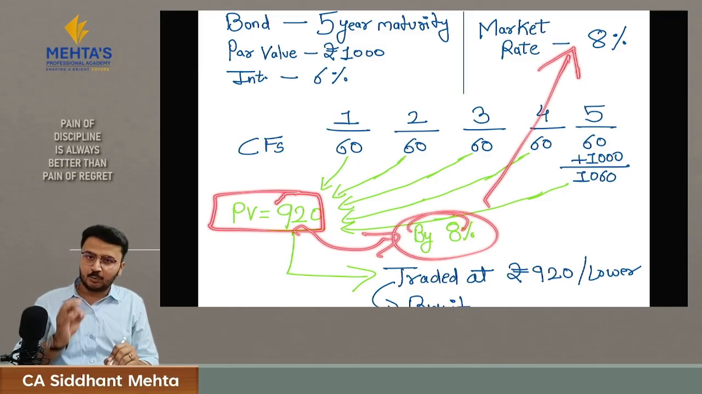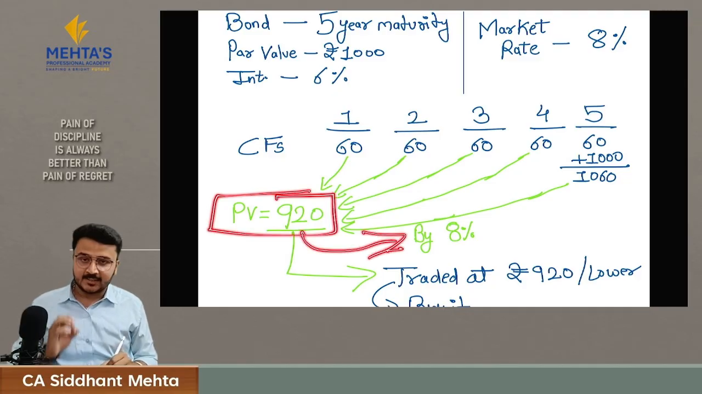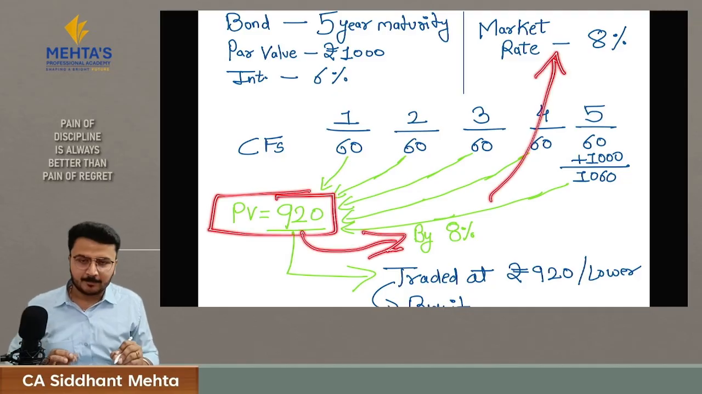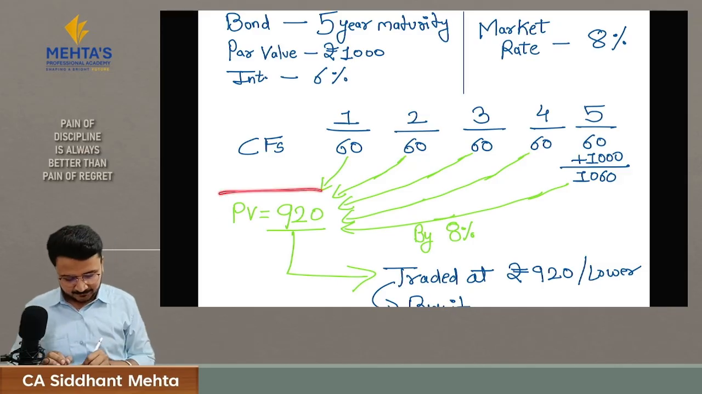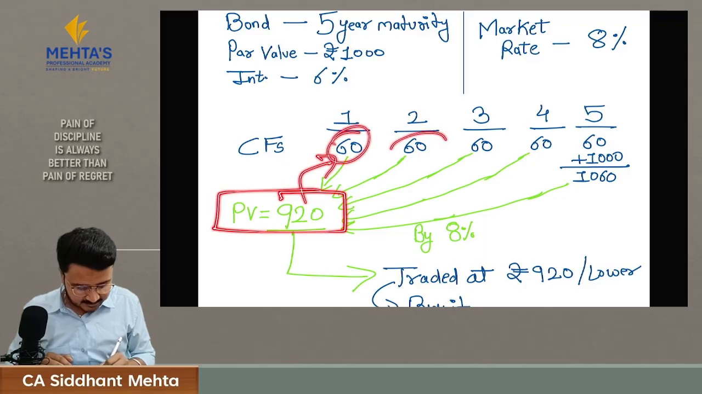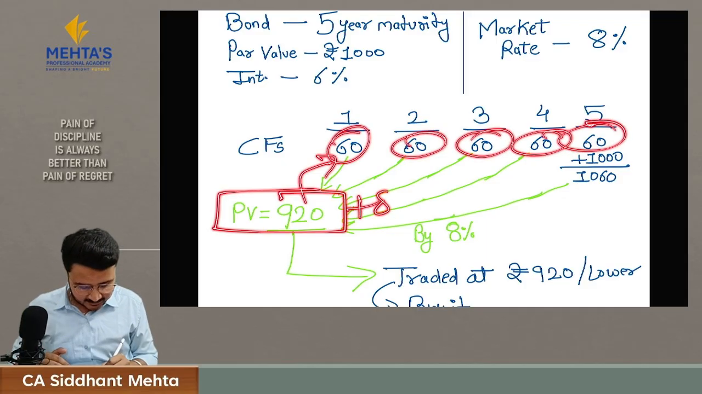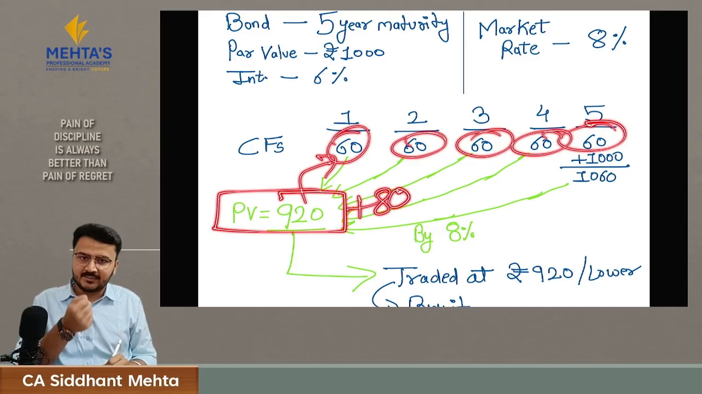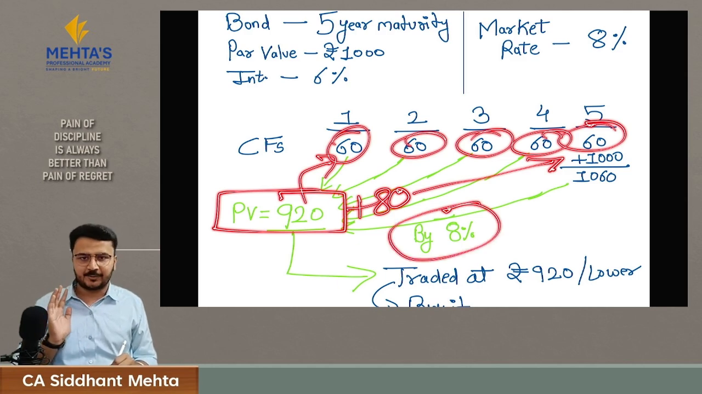What I said is, if you invest in this bond at 920 rupees, then you will be able to generate 8% return, which is equal to market rate. So even in this bond, you can generate 8% return, but the only condition is you have to invest at 920 rupees, because here you are not only getting interest as a return, you will also get 80 rupees extra as a return, because you are paying 920 and you will be getting 1000 rupees as principal repayment, which will make it an effective return of 8%.